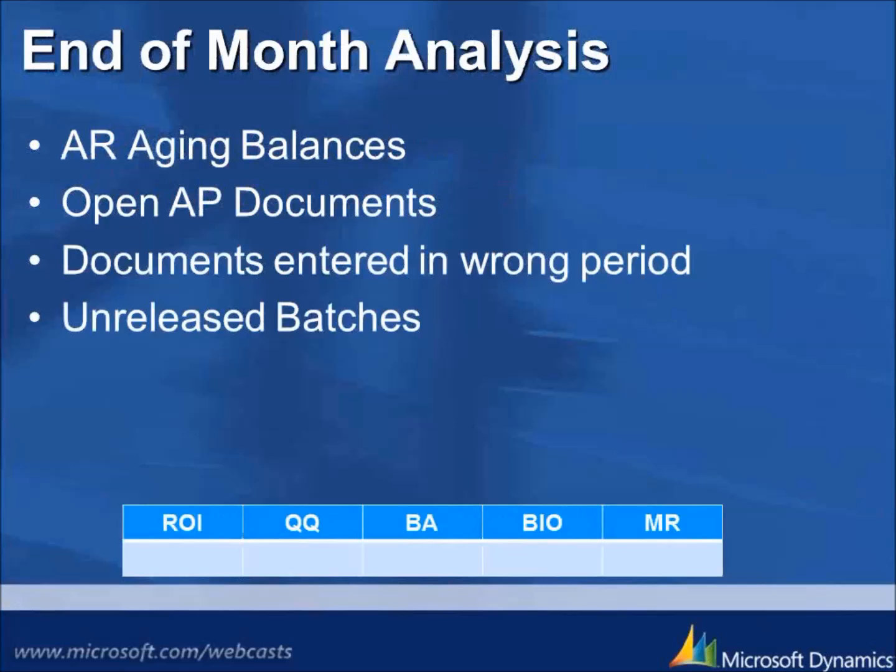Next one, end-of-month analysis: AR aging balances, open AP documents, unreleased balances. Well, we're generally going to point you to ROI, and then now for those on SL 2011, Quick Query as well.